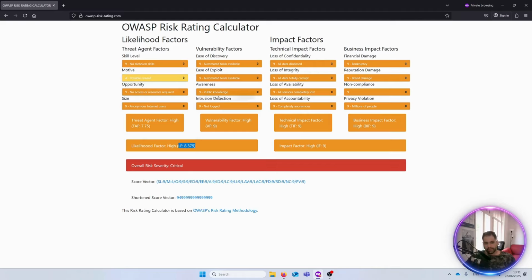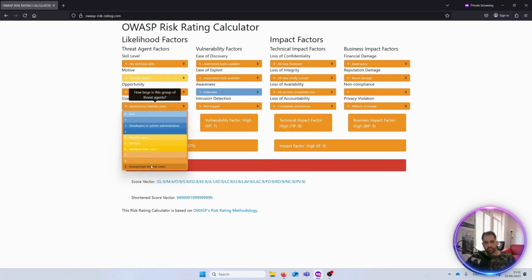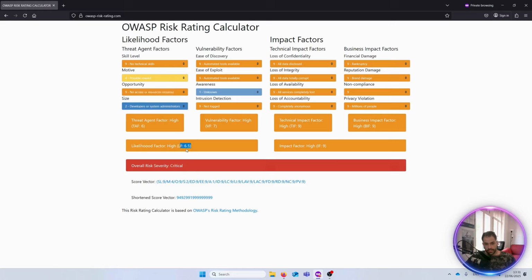For example, now we say there is no high reward, maybe possible reward. Now it decreases a little bit. Public knowledge: it's not public, it's really only some people, not everybody knows that. And then not an anonymous user, just developers of the system. You see it goes from 9 to 6.5. And then we have some logging, so you can see now it's not critical anymore and it's 5.